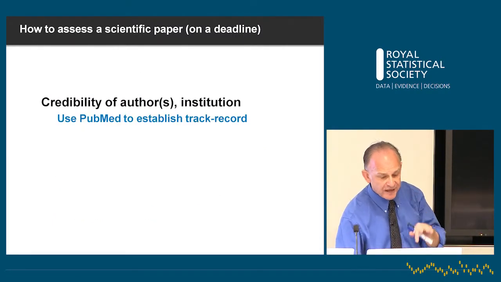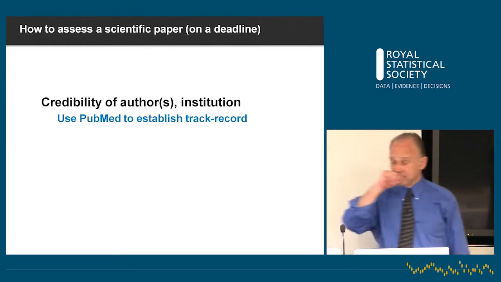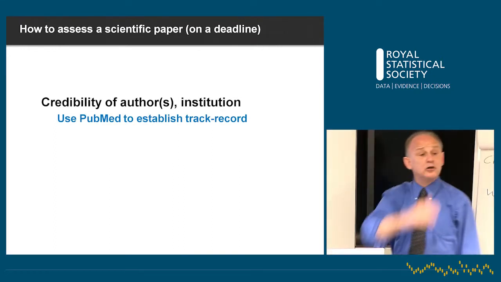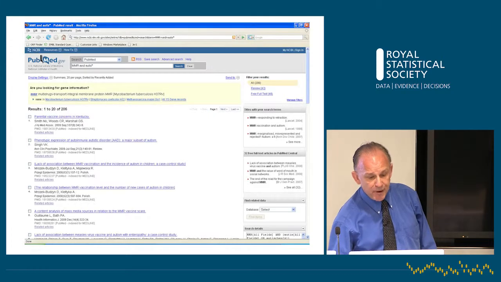So let's do that. Let's look at that first one. So the first thing we can do is to check out the credibility of the authors and the institution. We can do that by looking at what they've done before, see if they've got a track record on this. So PubMed.